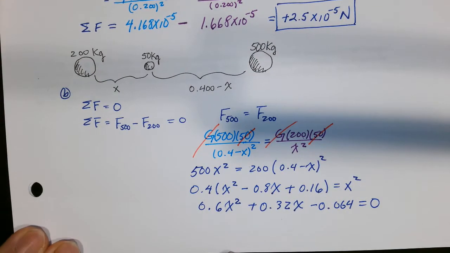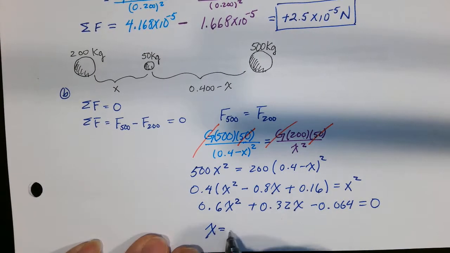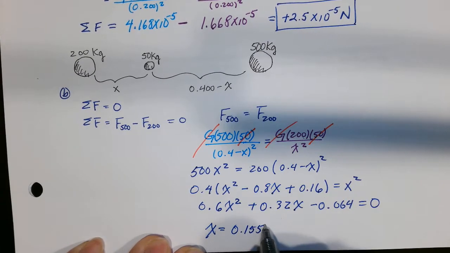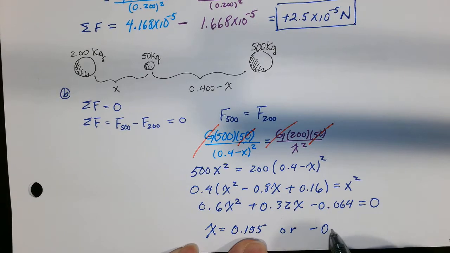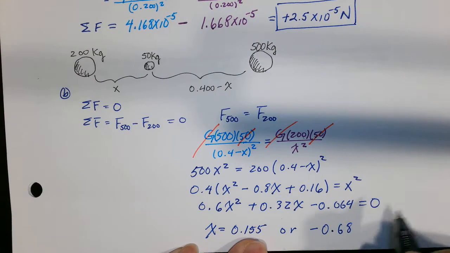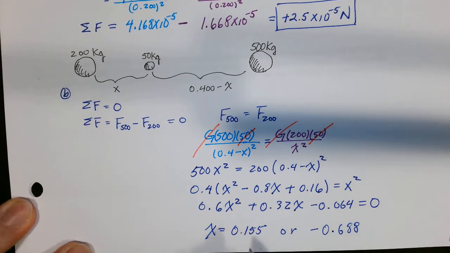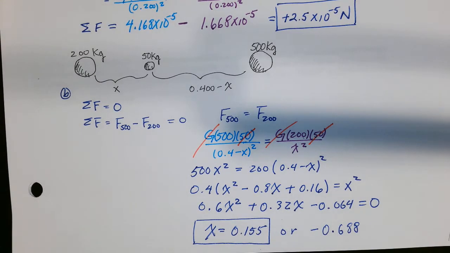So when you use the quadratic formula, you're going to get x is equal to either 0.155 or negative 0.688. So I'm going to most likely pick the positive value to make it work.